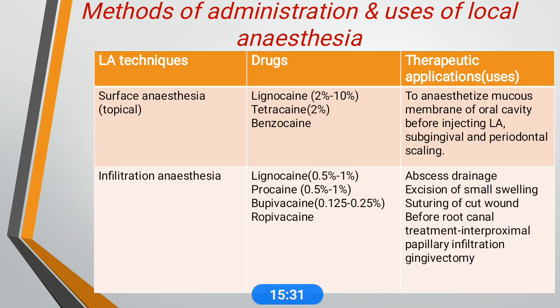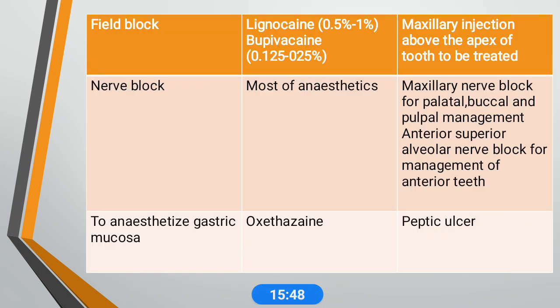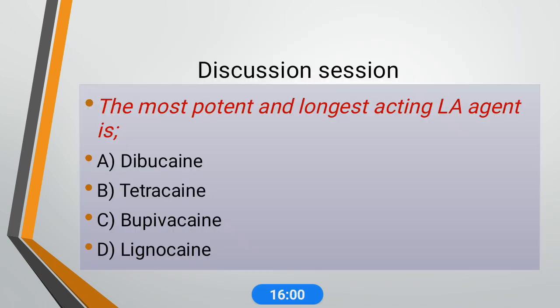These are some important methods and uses of local anesthetics, summarized here. For surface anesthesia, we can use lignocaine, tetracaine, benzocaine. For infiltration: lignocaine, procaine, bupivacaine, and ropivacaine. For field block: lignocaine, bupivacaine. For nerve block, most anesthetics can be used. And to anesthetize gastric mucosa, oxethazaine is most helpful in case of peptic ulcer.